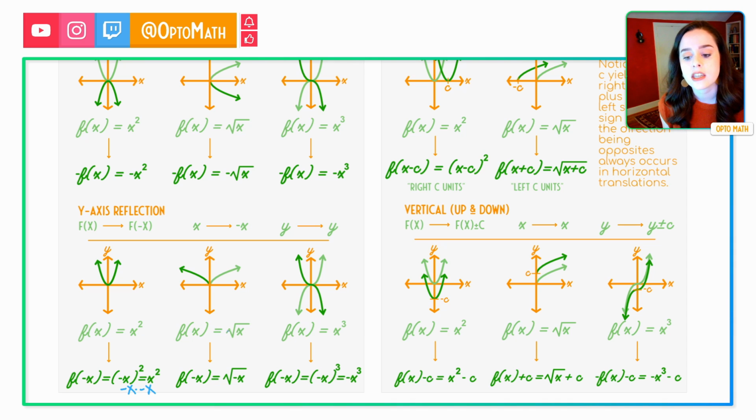So f of x is equal to the square root of x now becomes f of negative x equals the square root of negative x. So we've put a negative inside of our parentheses, but our square root is like a grouping symbol. We don't technically have our parentheses here. We could write parentheses, it would be okay, but we don't need them. So we could write that if we wanted to.